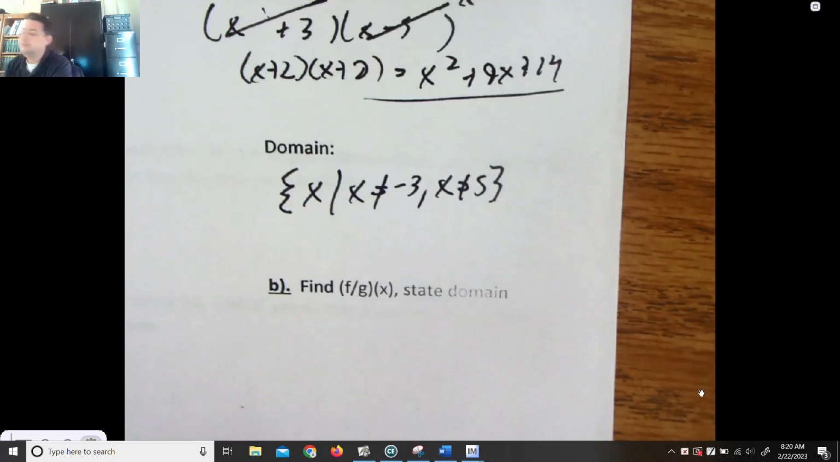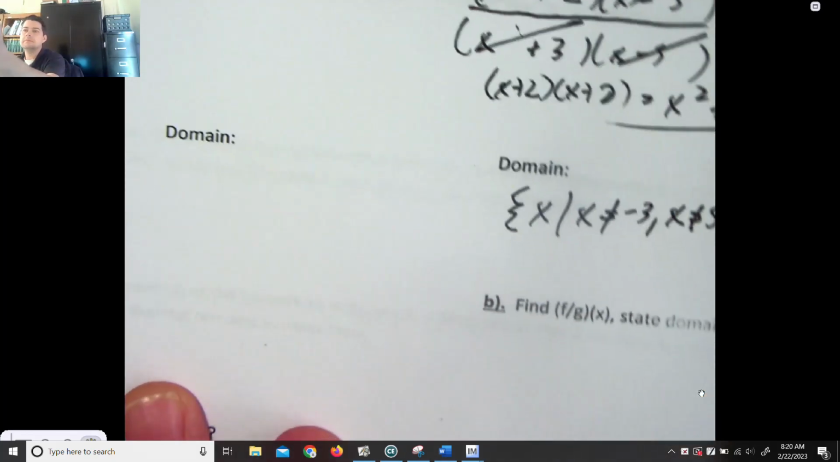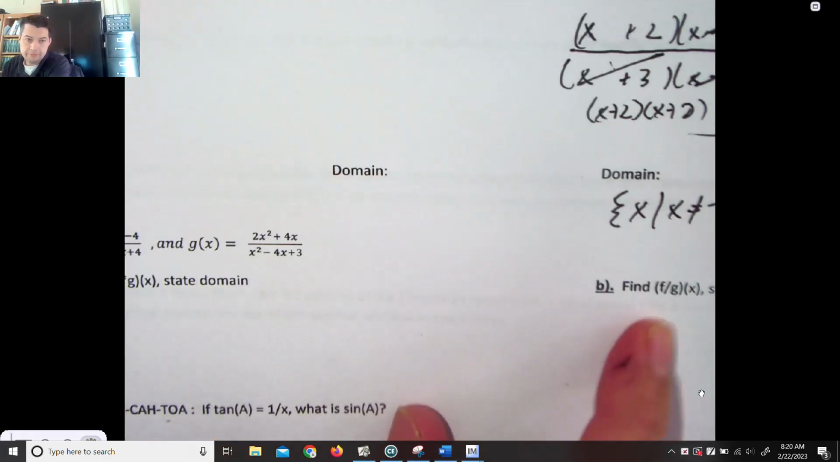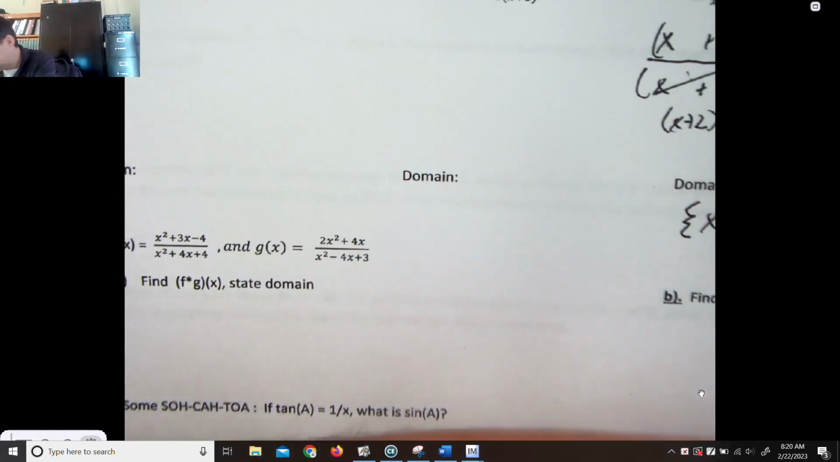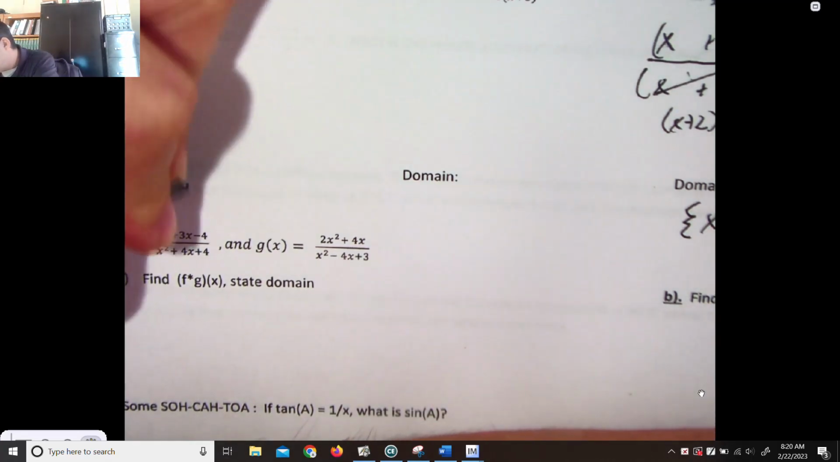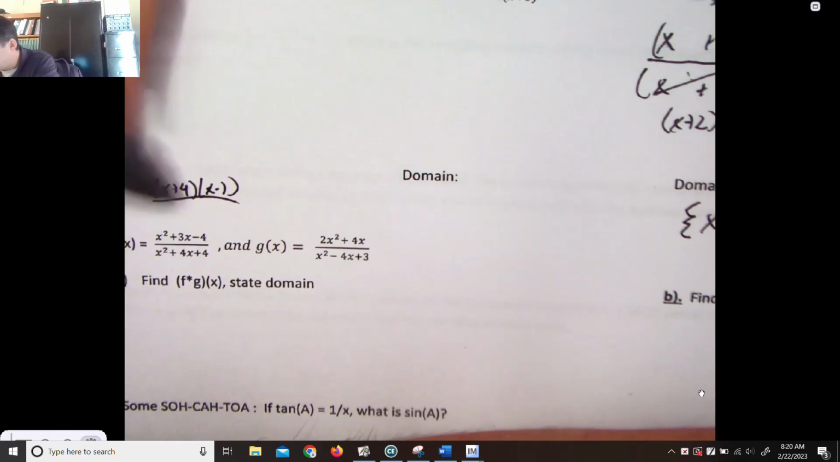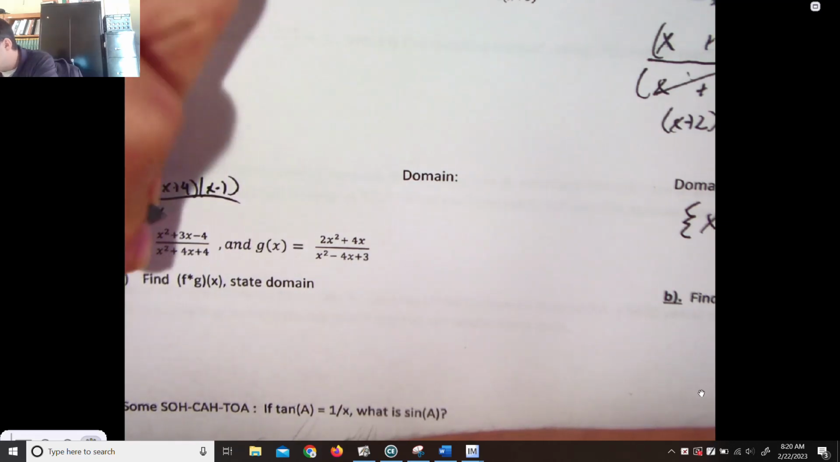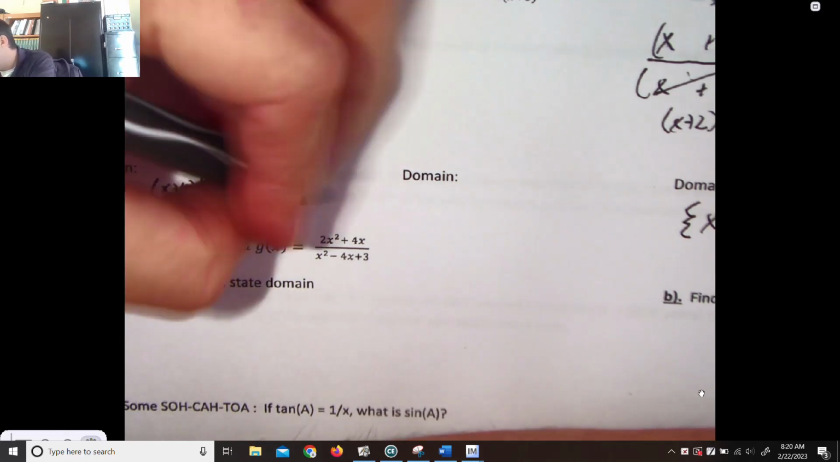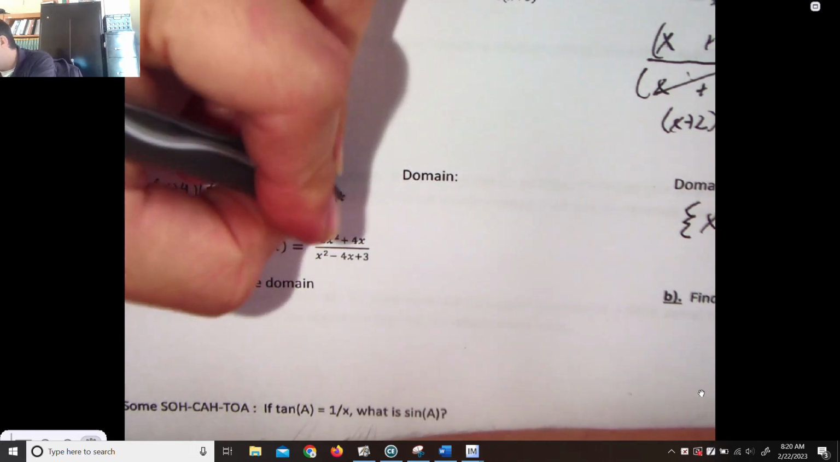10b is highlighted. So here's my two functions off to the left here. I'm just supposed to do f over g. I'm going to go ahead and factor these things real quick because that'll make my life a lot easier. Let's see here. That's x plus 4, x minus 1. This is going to be x plus 2 times x plus 2. This guy, I can pull a 2x times x plus 2.